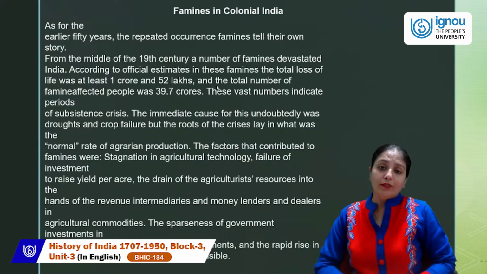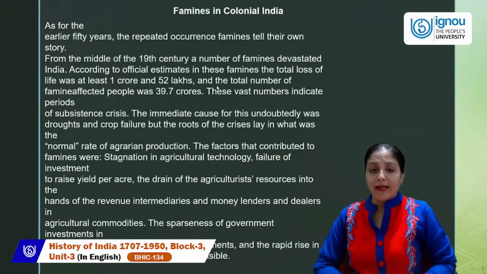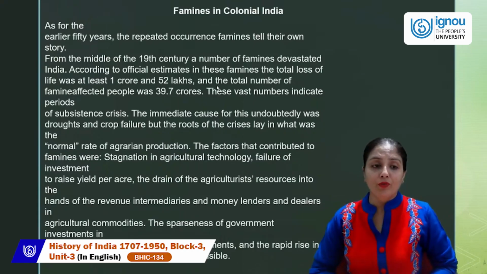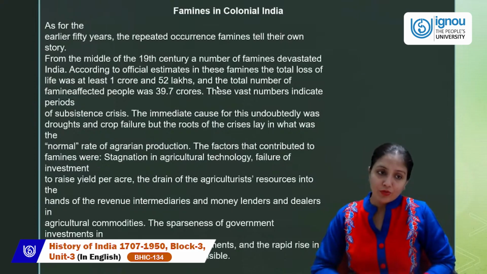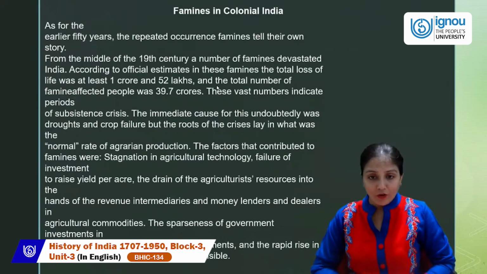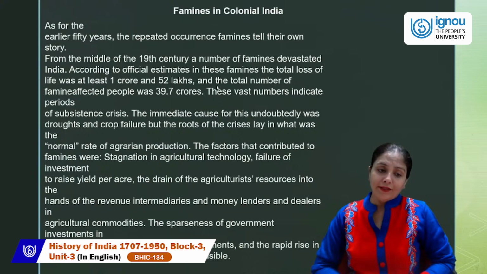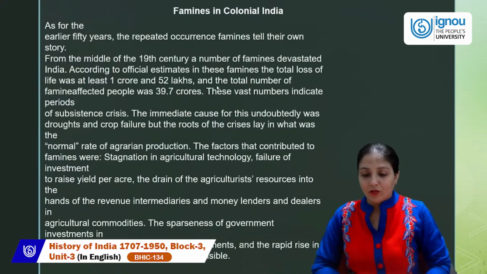The immediate cause for this was undoubtedly droughts and crop failure. And after the crop failure, the British East India Company kept demanding the tax revenue, which was also a very big cause after the famines. The factors that contributed to famine were stagnation in agricultural technology, failure of investment to raise yield per acre, and the drain of agriculturist resources into the hands of revenue intermediaries, money lenders and dealers in agricultural commodities.